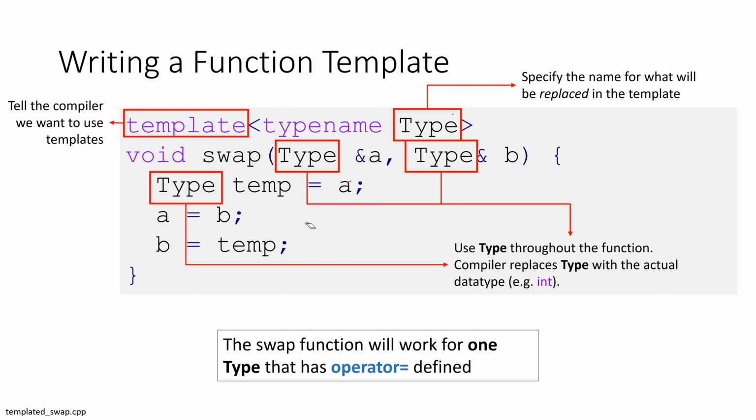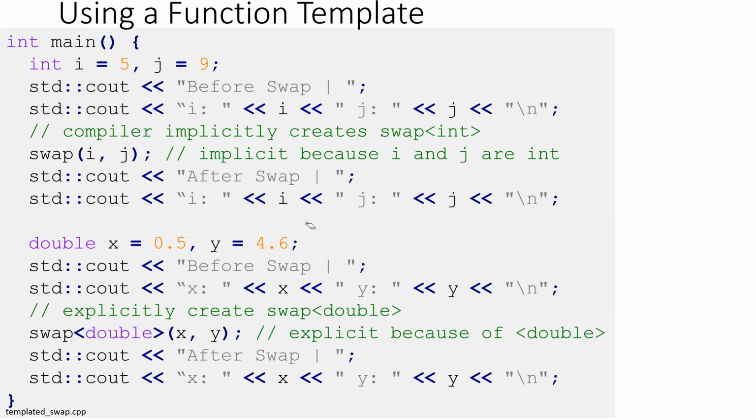Almost every type has the assignment operator defined, so it means my swap function is going to work with pretty much anything. Is everybody with me so far? Good? Okay, so how do we use it?